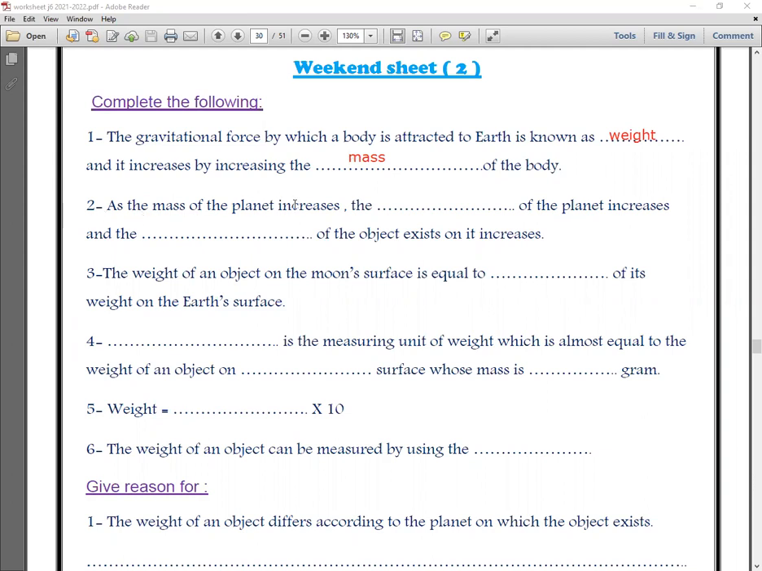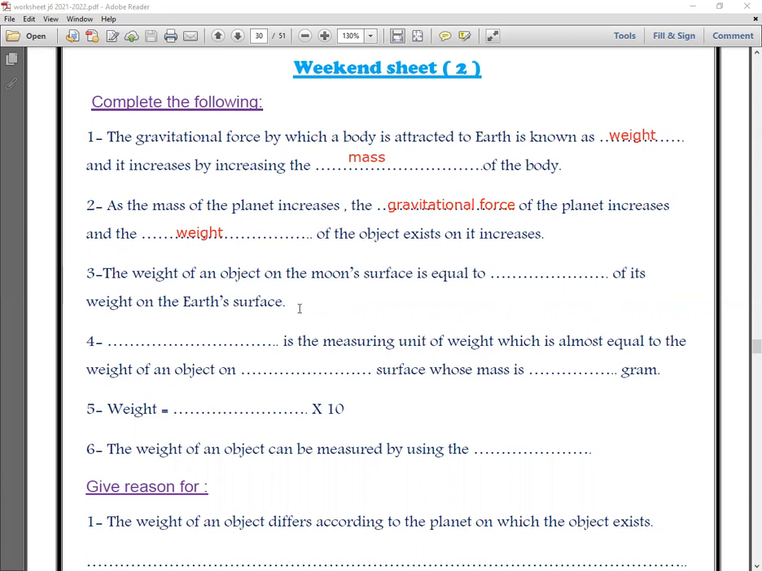Number 2, as the mass of the planet increases, what of the planet increases? The gravitational force of the planet. The gravitational force of the planet increases, and the weight of the object existing on it increases. Number 3, the weight of an object on the moon's surface equals what of its weight on the Earth's surface?